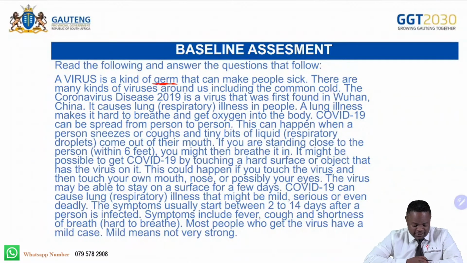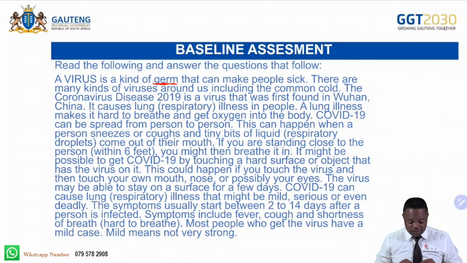Then COVID-19 can cause lung respiratory illness that might be mild, serious, or even deadly. Now, the symptoms usually start between 2 to 14 days after a person is infected. Symptoms include fever, cough, and shortness of breath, that is, hard to breathe. Most people who get the virus have a mild case. Mild means not very strong.